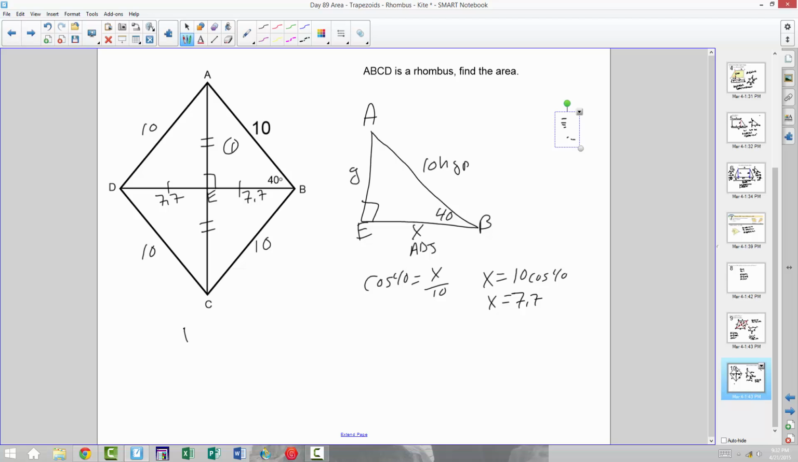Therefore, D to B is equal to 7.7 plus 7.7. So I have 7.7 plus 7.7 gives us 15.4. So there's D1.